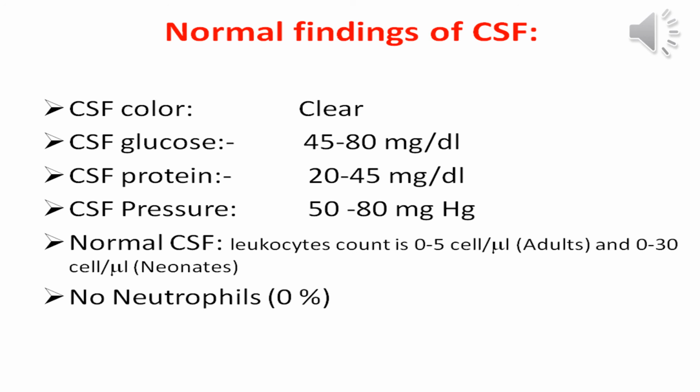In normal CSF, the white BC leukocyte count is 0 up to 5 cells per cubic microliter in the case of adults, in children 0 up to 10, and in newborns or units 0 up to 30 cells per microliter. There are no neutrophils present normally in the CSF sample.